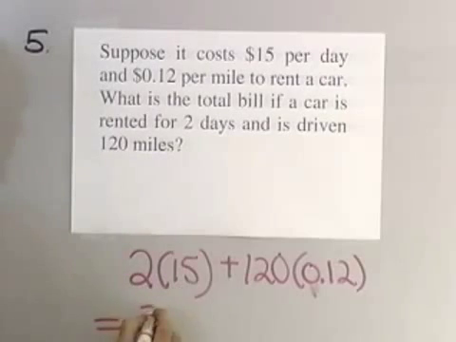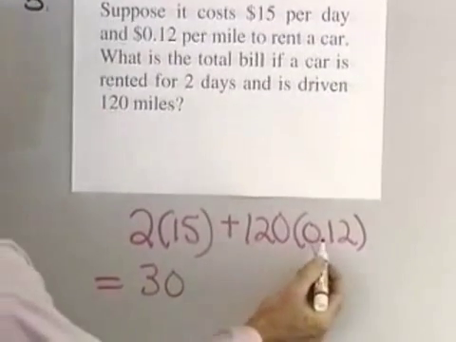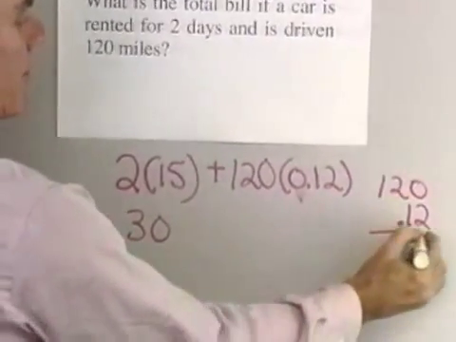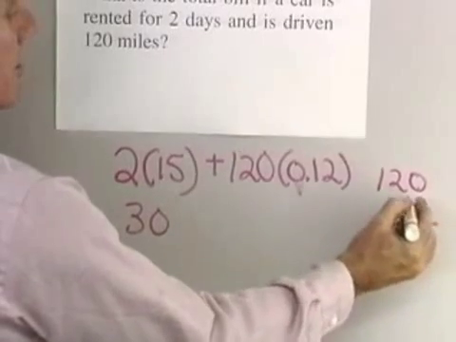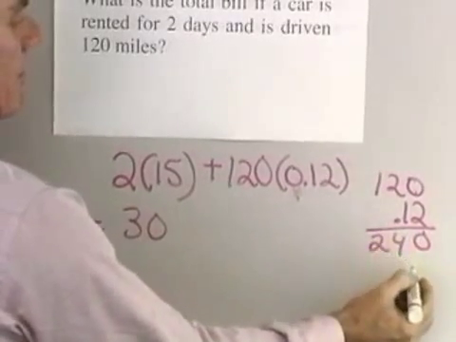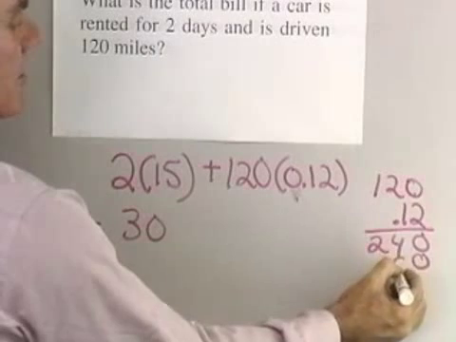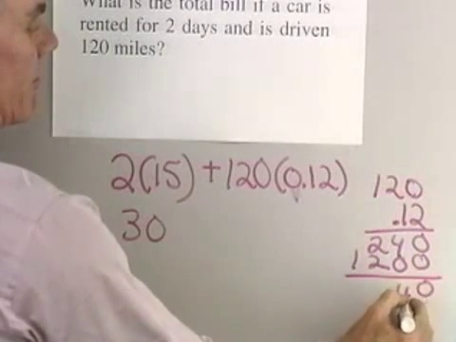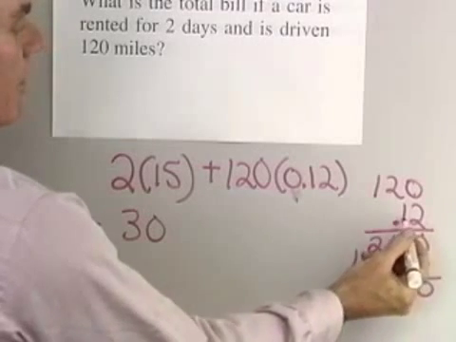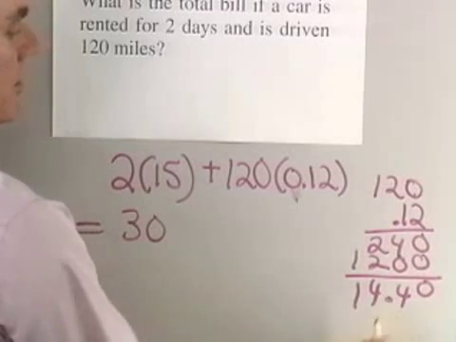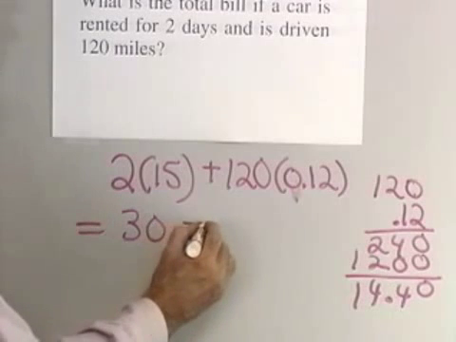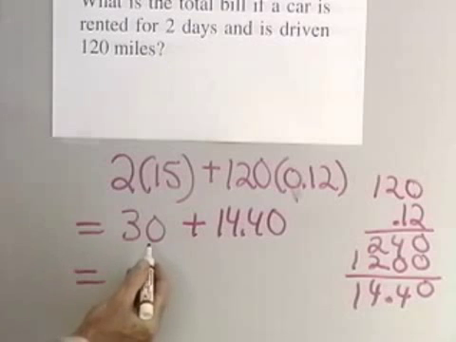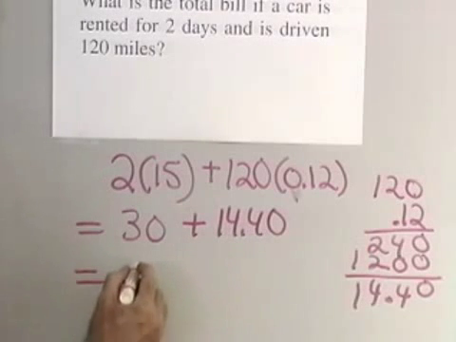Now, 2 times 15 is 30. Let's see, 120 times 0.12. 0.12 times 120. When I multiply, 2 times 0 is 0, and this will be 24. Put in a 0. 1 times 0 is 0. 1 times 12, I get 12. 0, 4, 4, 1. I have 2 digits to the right of the decimal point, so 2 digits to the right there. So plus 14.40.